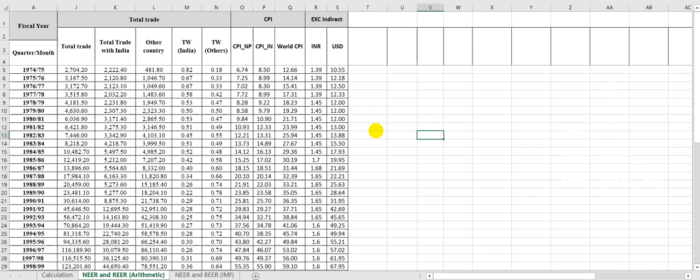And for the exchange rate, I have taken INR and USD. The trade data is from the Nepal Rastra Bank. The CPI data is from the World Bank, and the exchange rate data is from the Nepal Rastra Bank. In this part, I will be deriving the NER and RER using the arithmetic approach. So now let's look at the formula for the arithmetic approach.